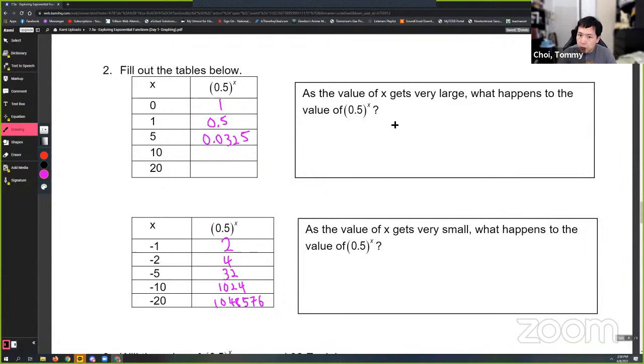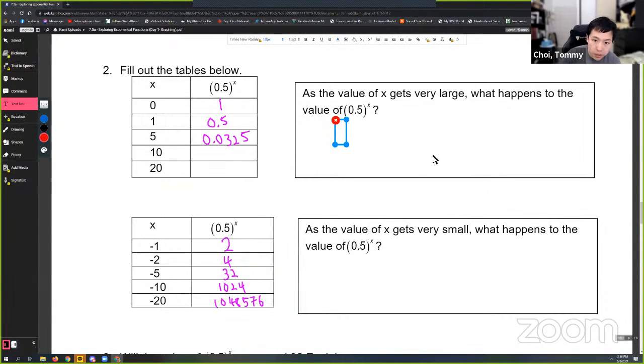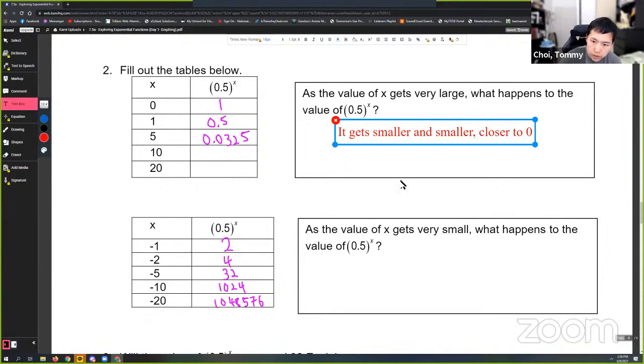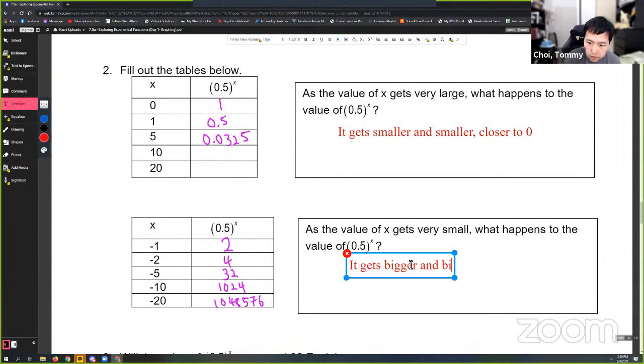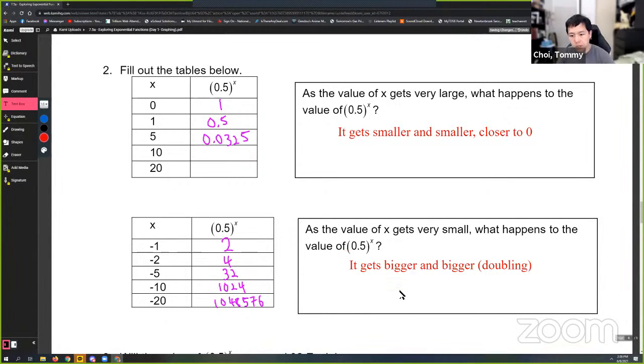So what happens to the value of x as the value of x gets very large? What happens to the value of 0.5 to the power of x? It gets smaller and smaller, closer to 0. And as the value of x gets very small in the negatives, what happens? It gets bigger and bigger, doubling every time. Doubling, right? So it does the opposite of exactly what it did when it was 2 to the power of x, as we've been explaining and sharing so far.